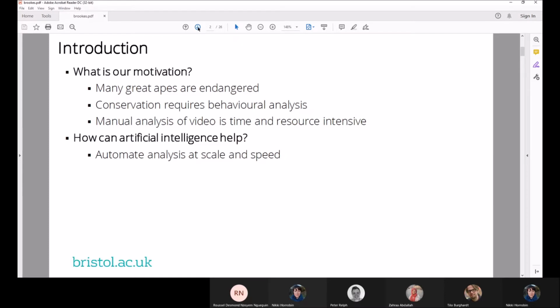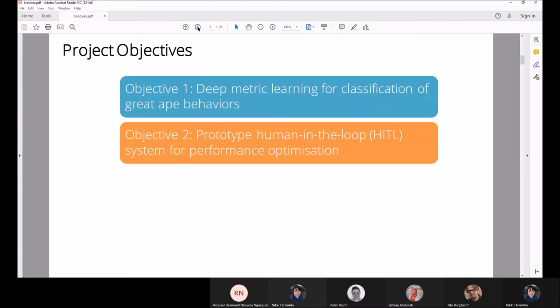And so AI offers a natural opportunity to automate this process and perform that analysis at scale and at speed. Our project has two main objectives. The first one is to build a classifier for great ape behaviors in video, and we do this using a deep metric learning approach, which I'll talk about in more detail later. We also prototype a human-in-the-loop system using active learning techniques as an exploration of how we might integrate human knowledge in this area to better optimize model performance.